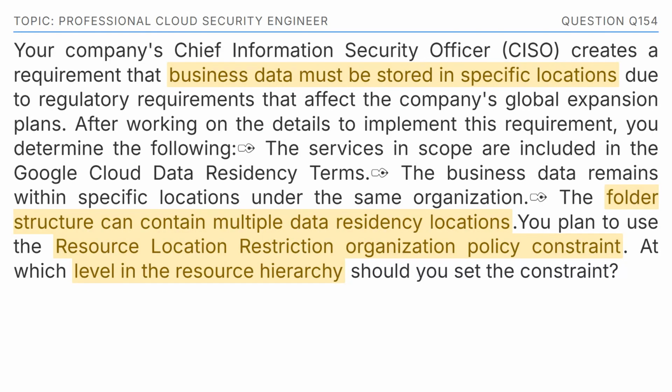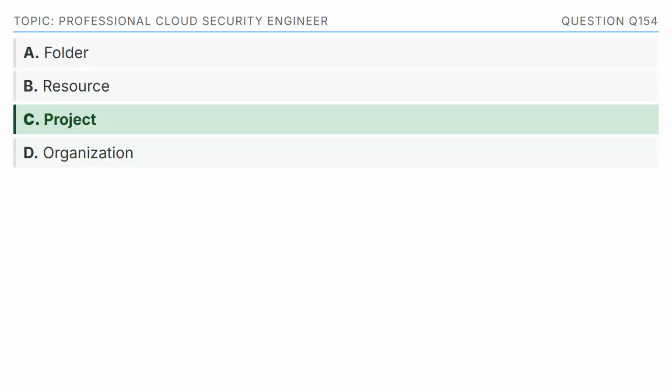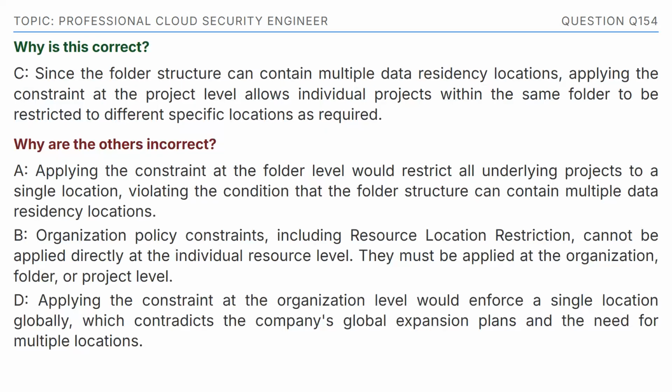To arrive at the correct answer, we focus on the keywords. Business data must be stored in specific locations. Folder structure can contain multiple data residency locations. Resource location restriction organization policy constraint. Level in the resource hierarchy. The correct answer is option C, Project. Why is this correct? C. Since the folder structure can contain multiple data residency locations, applying the constraint at the project level allows individual projects within the same folder to be restricted to different specific locations as required.